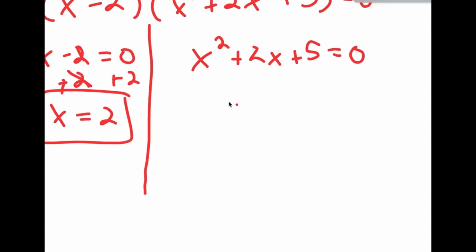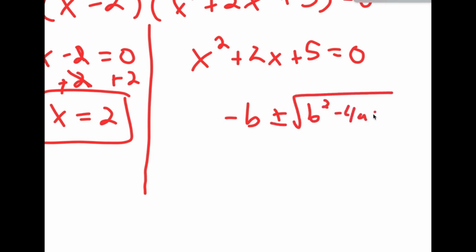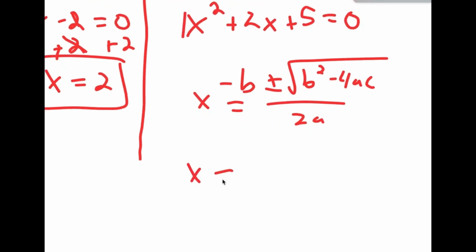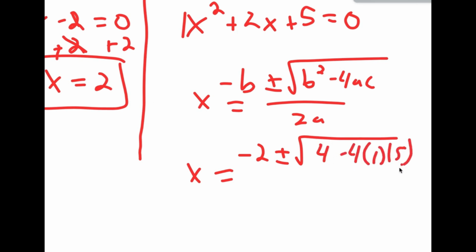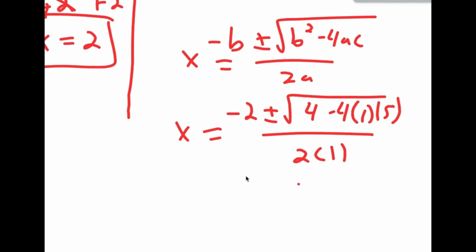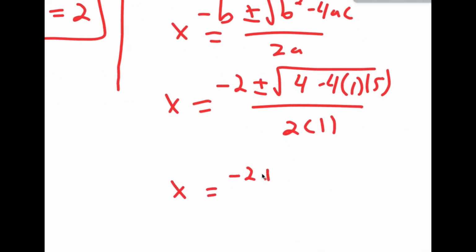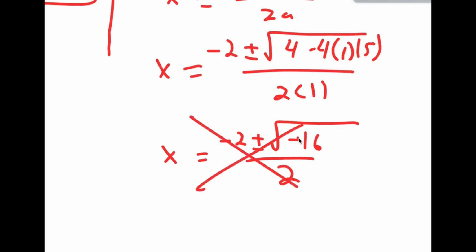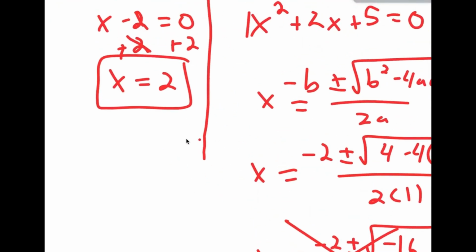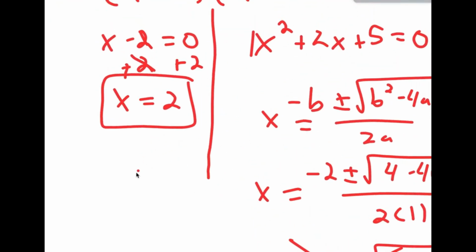Now for x squared plus 2x plus 5 equals 0, I can use the quadratic formula. So in this case, I get negative 2 plus or minus the square root of b squared, which is 4, minus 4 times a times c, all over 2a. And this is equal to negative 2 plus or minus the square root of 4 minus 20, which is negative 16, over 2. And you can't take the square root of negative numbers, so there's no real solution for this, meaning my only solution to this equation is x equals 2.